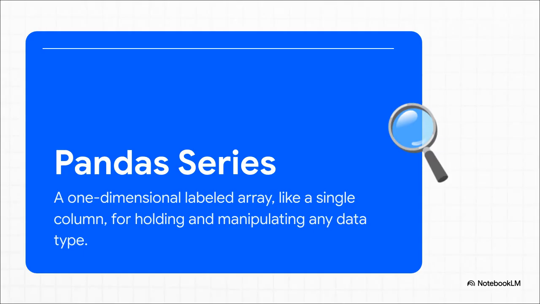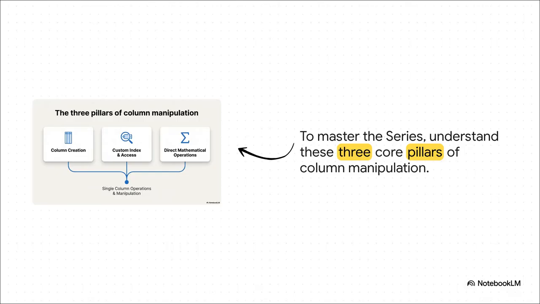So what exactly is it? The easiest way to think about it is like a single column in a spreadsheet, but honestly with superpowers. It's a one-dimensional array that can hold any kind of data, numbers, text, you name it. And here's the crucial part, it has labels. And here's the best part. You don't need to learn 100 different things. To really master the series, you only need to understand these three core ideas, what I call the three pillars: creating the column, giving it a custom index, and then performing math on it. That's it. Let's break them down.